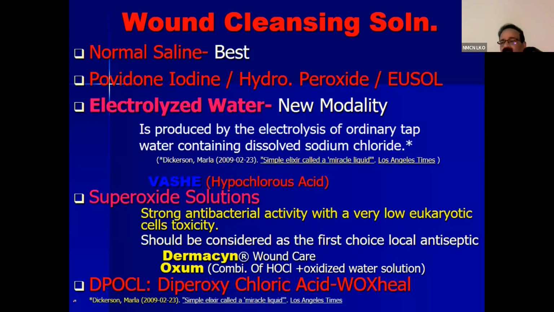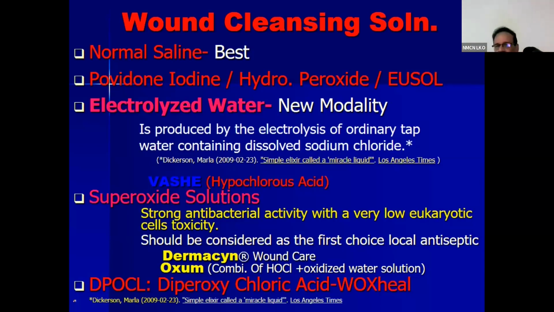So mind it. Don't keep applying Betadine every time the patient comes with a diabetic foot ulcer and you start cleaning it with Betadine. You should wash it with saline. You have to use this. There are specific indications for povidone, hydrogen peroxide, and Eusol also, which should be followed.